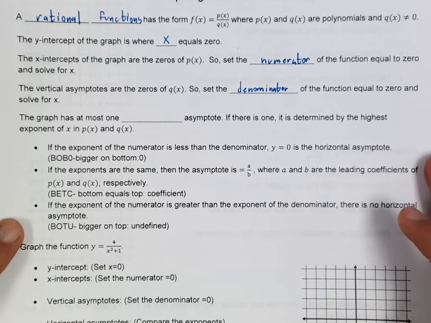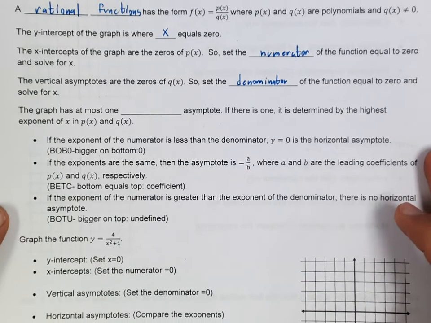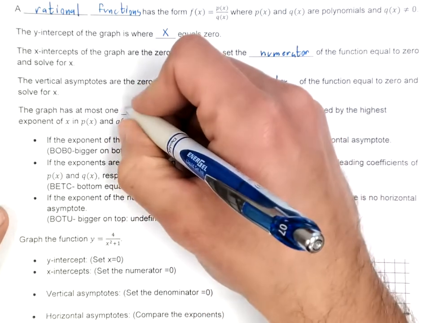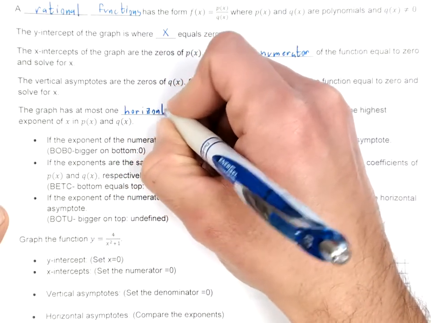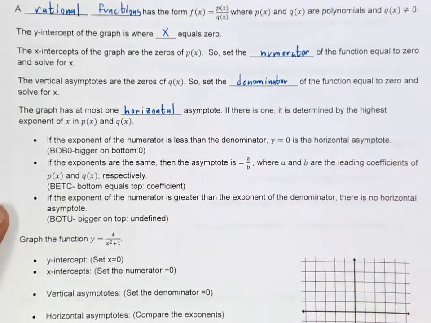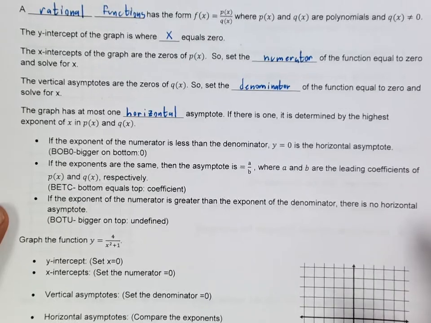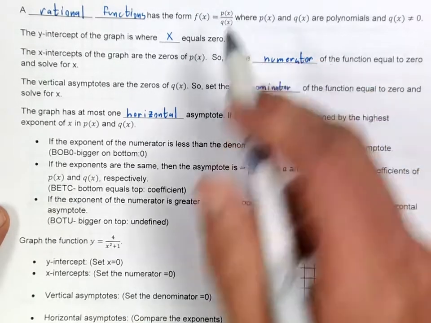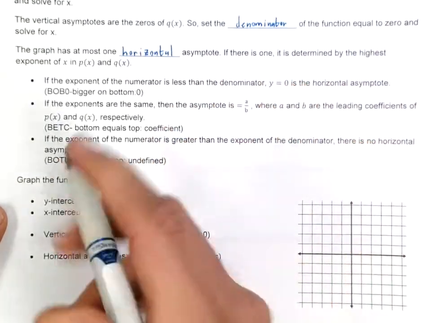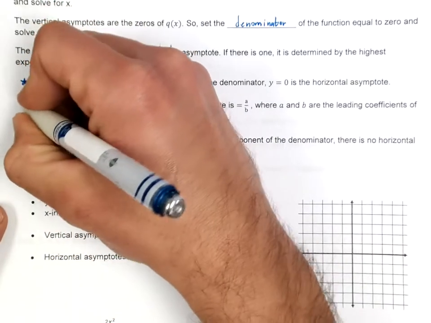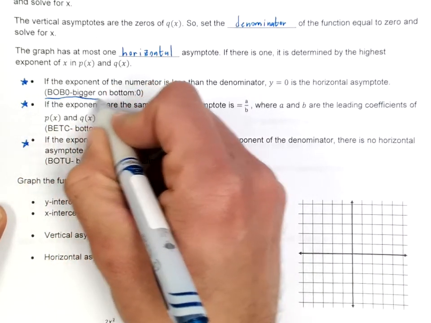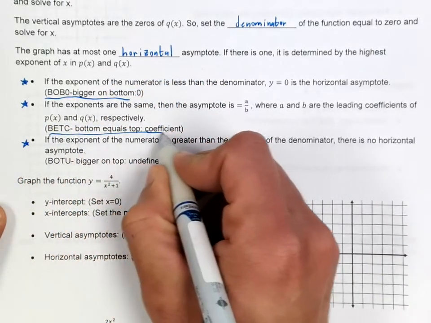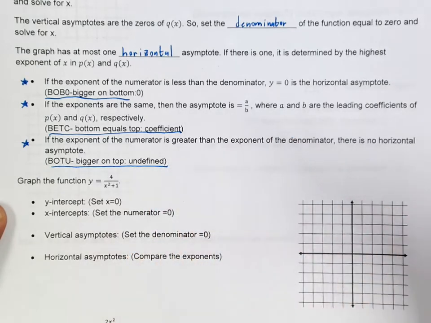Now the graph is going to have at most one horizontal asymptote. And if there is one, it is determined by the highest exponent of x if the function looks like this. This is for the most part the stuff that you really need, and again, you don't need to write every single word if you're writing this on your own paper, but you definitely need to write this. And then I'm going to go over and tell you what it means.